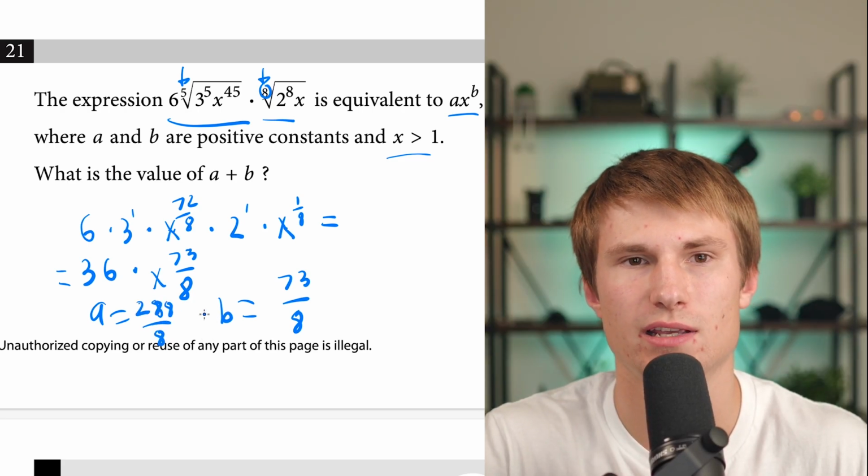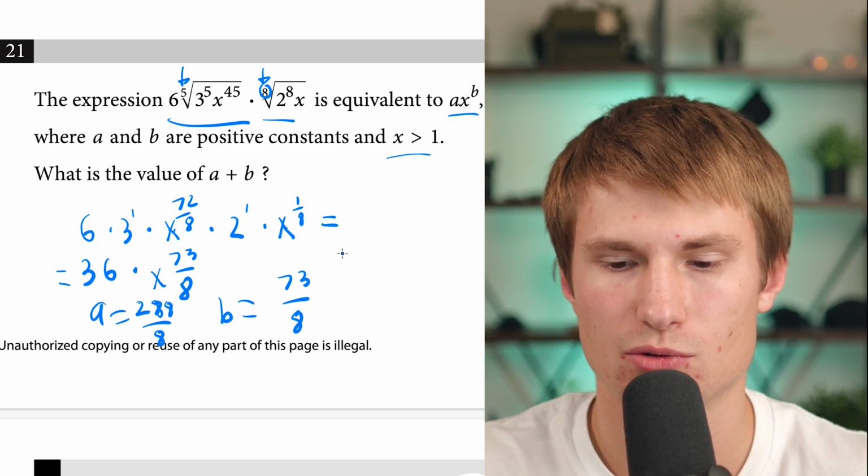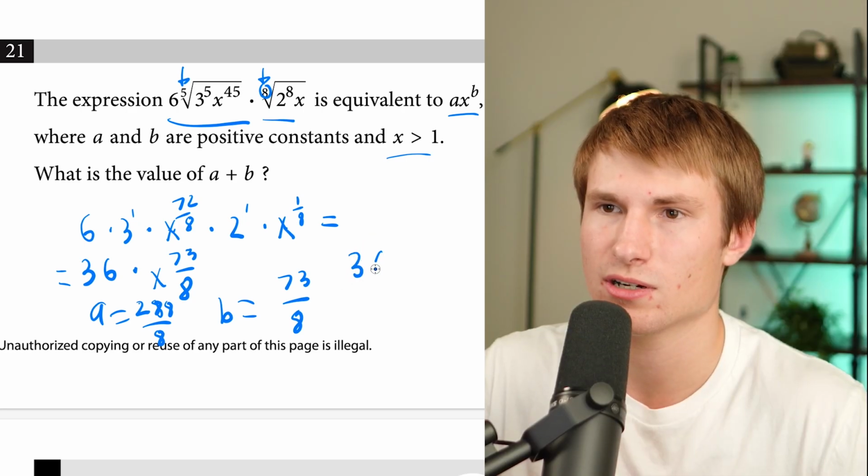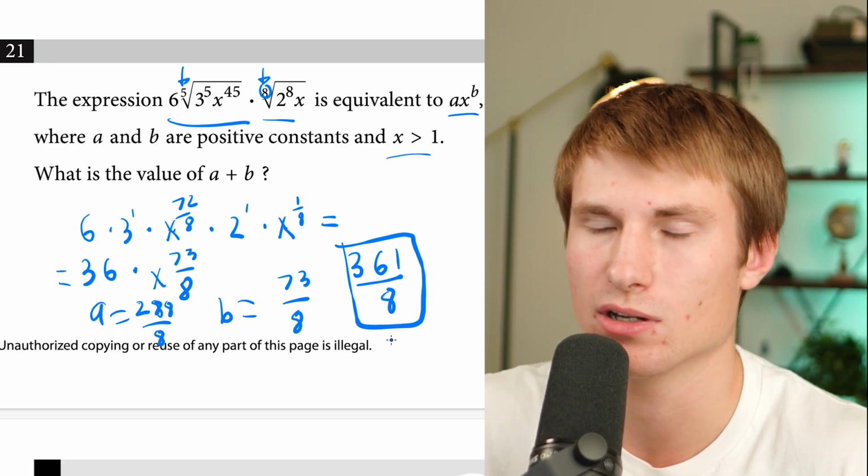So now we have 288 plus 73. 288 plus 73 is going to leave us with 361 all over 8. So our answer there is 361 divided by 8.